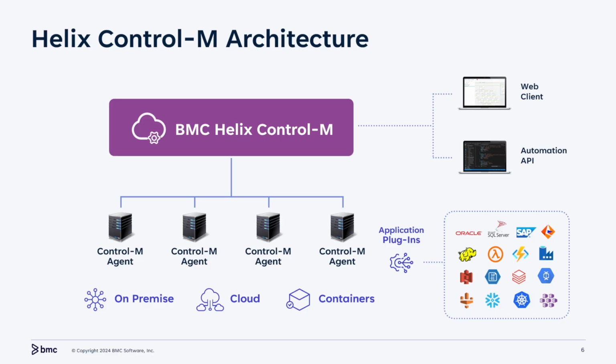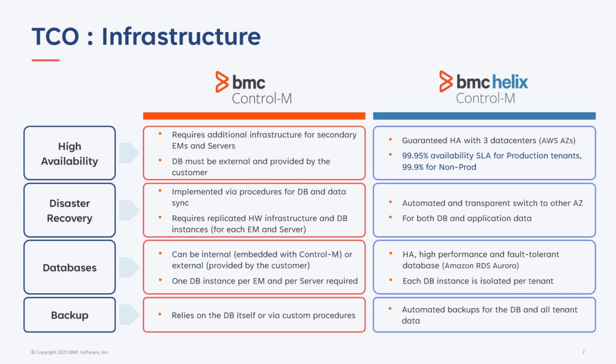Because Helix Control M is delivered as a fully managed SaaS solution, it directly eliminates many of the traditional on-prem Control M pain points around infrastructure, availability, maintenance, and ongoing operational overhead. On the left-hand side here, we can see with traditional Control M, high availability and disaster recovery are entirely customer managed. If you want high availability, you're deploying additional enterprise managers, additional servers, replicated databases, and the supporting hardware and virtual infrastructure to go with it.